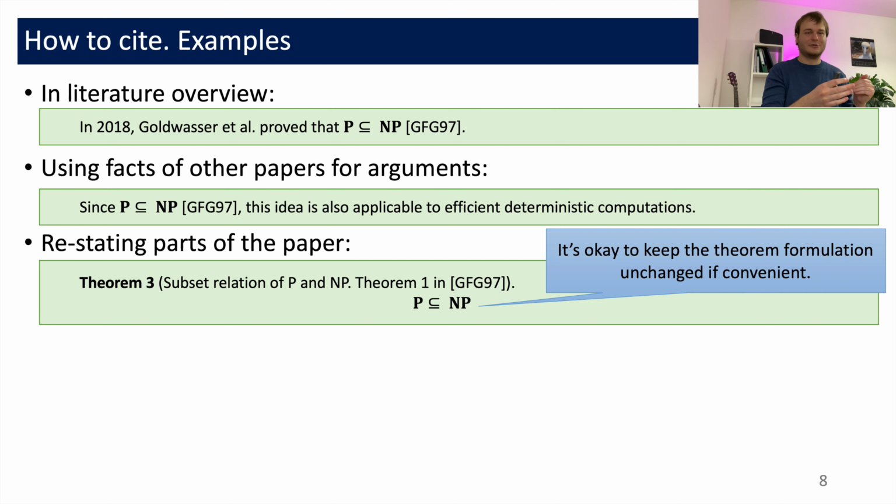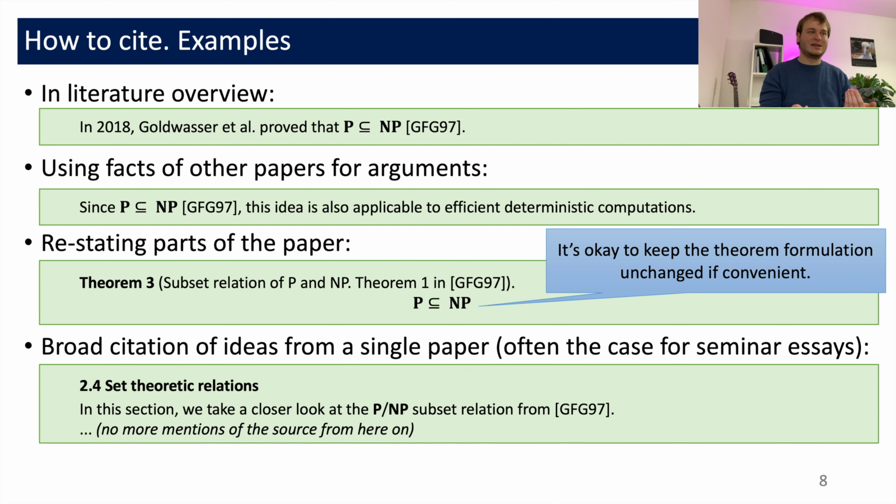The other thing that you need to know is that it's not like you have to, after every sentence you write, do a citation of where you got this idea. You can cite more broadly. So let's say you're writing this section here on set theoretical relations, and then you can just start this section by saying, okay, here we take a look at the subset relation, and all of this is taken from this paper. And then afterwards, you don't necessarily have to mention the source that often anymore, because people would assume that this is already taken from the source.